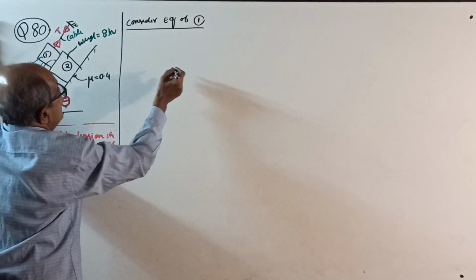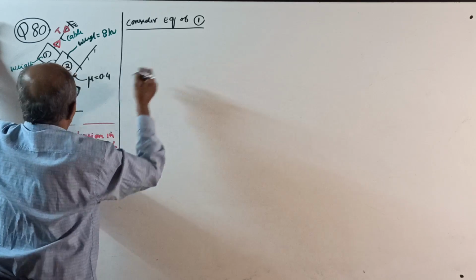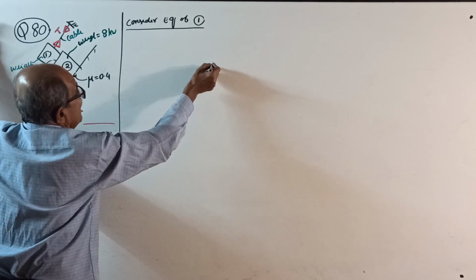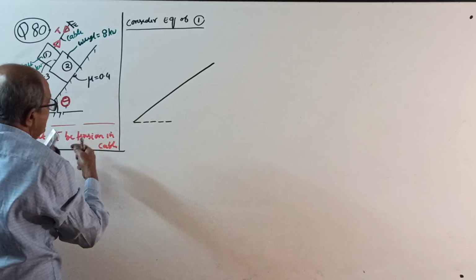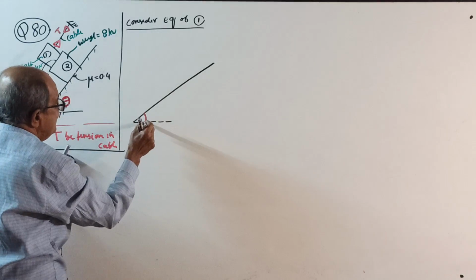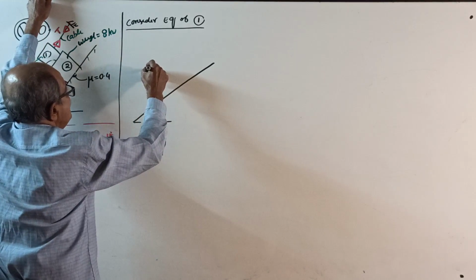Okay, block 1. First put a sketch of block 1. Theta is not known, be careful now. We don't know what the angle theta is, so show some angle. Be very careful, your unknown is theta here. This theta is the unknown. Now block 1 is like this.